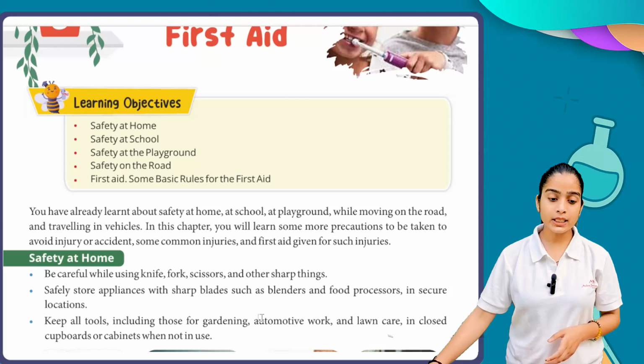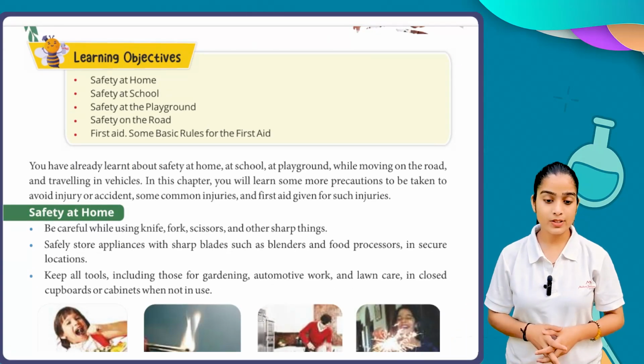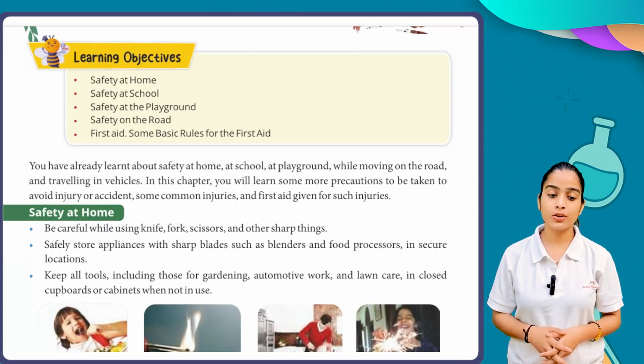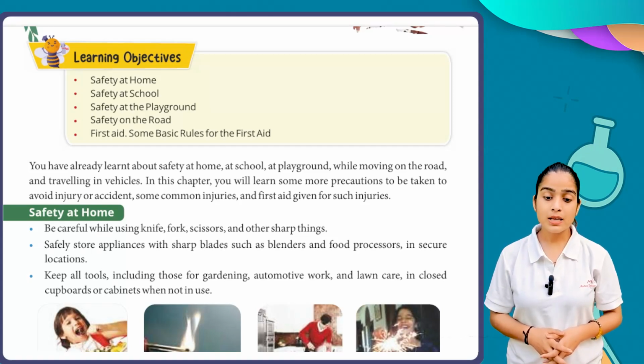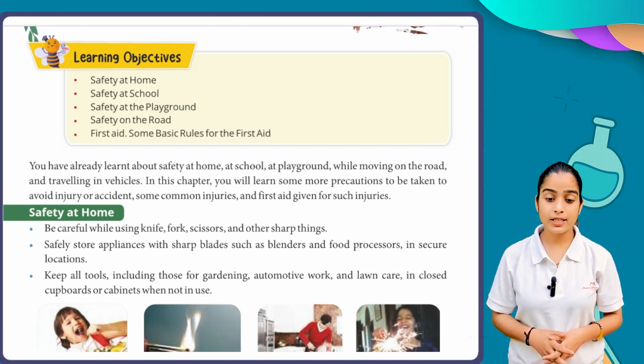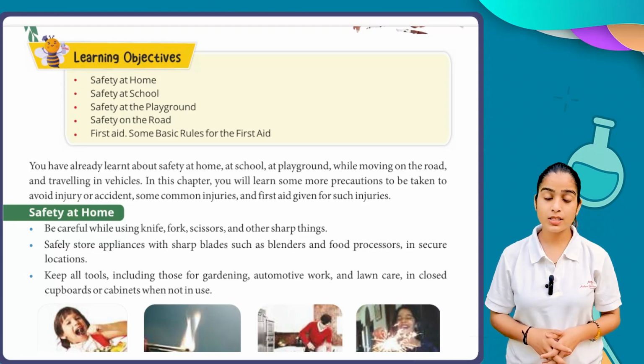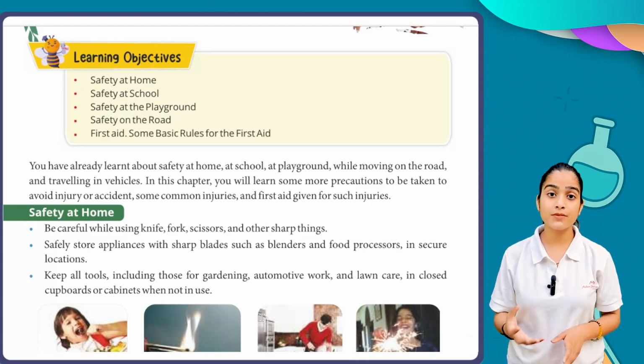You have already learned about safety at home, at school, at the playground, while moving on the road and traveling in vehicles. In this chapter, you will learn some more precautions to be taken to avoid injury or accidents, some common injuries, and first aid given for such injuries. So first of all, we are going to learn about the safety rules at home.